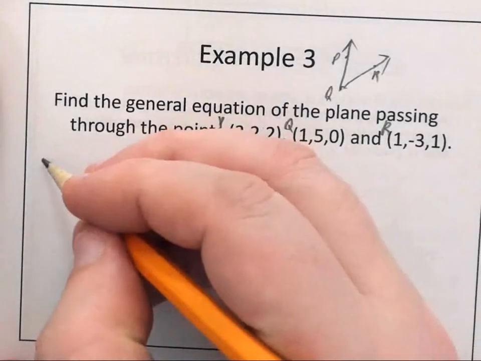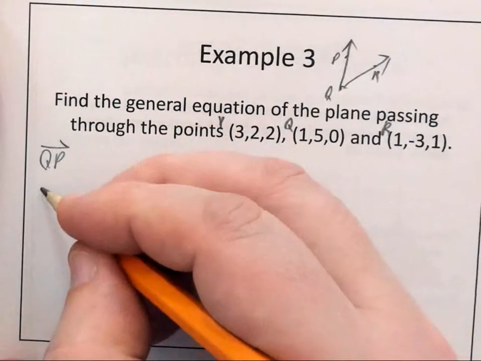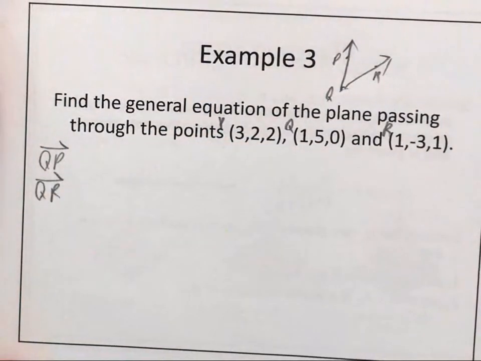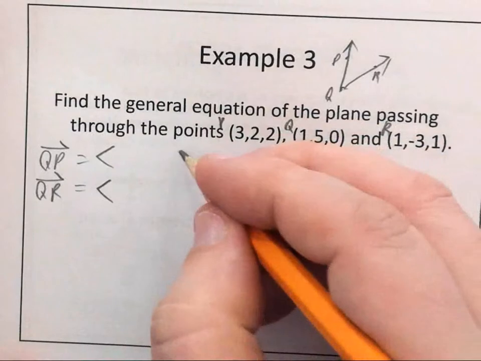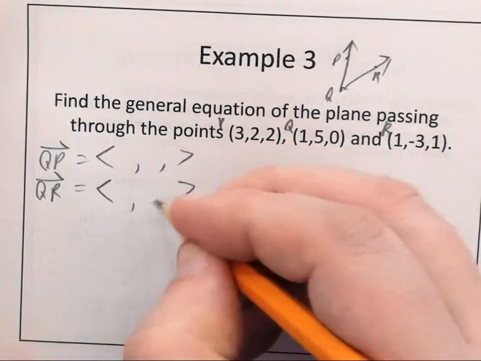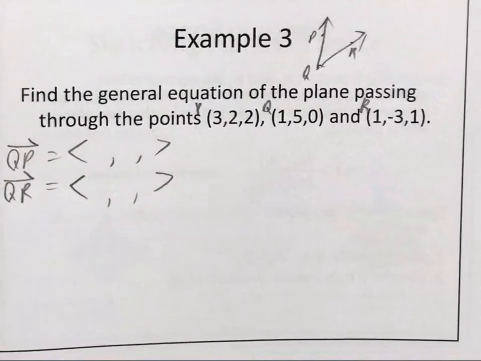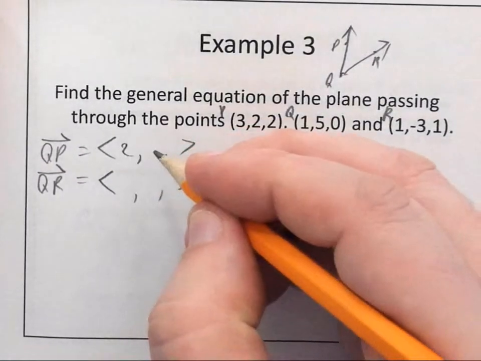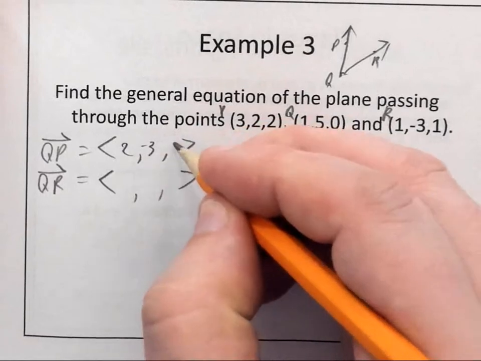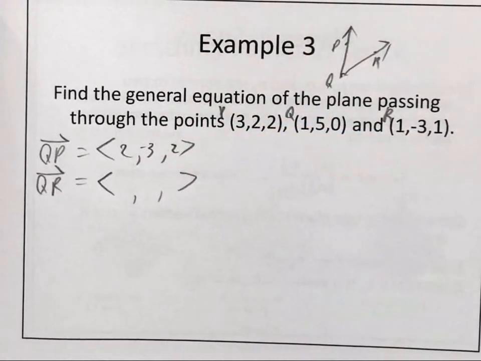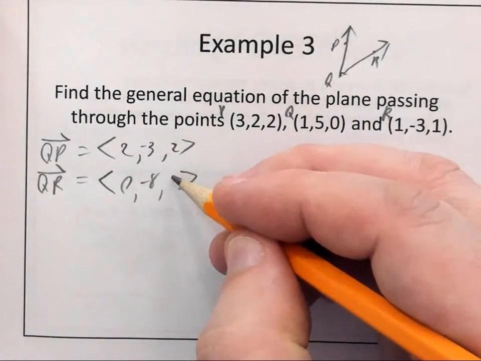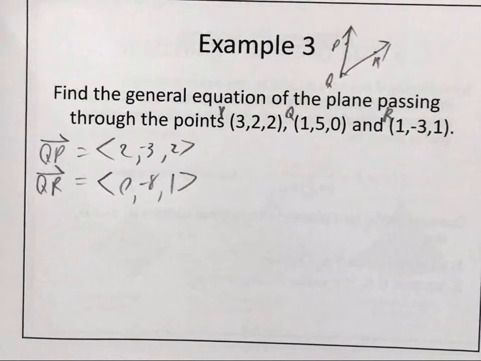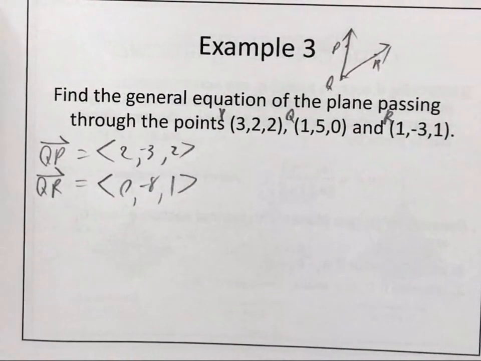So if I do this, I'm going to go Q to P, Q to R, and it honestly does not matter which ones you're using for this. It'll work. What's your vector for Q to P? Two what? 2, -3, 2. For Q to R? 0, -8, 1. So how would I find a vector that's perpendicular to both of those?